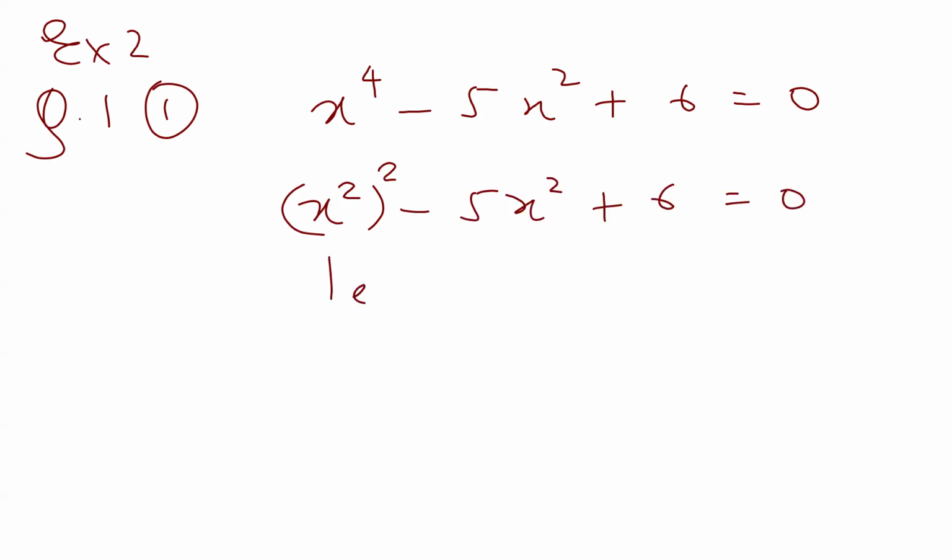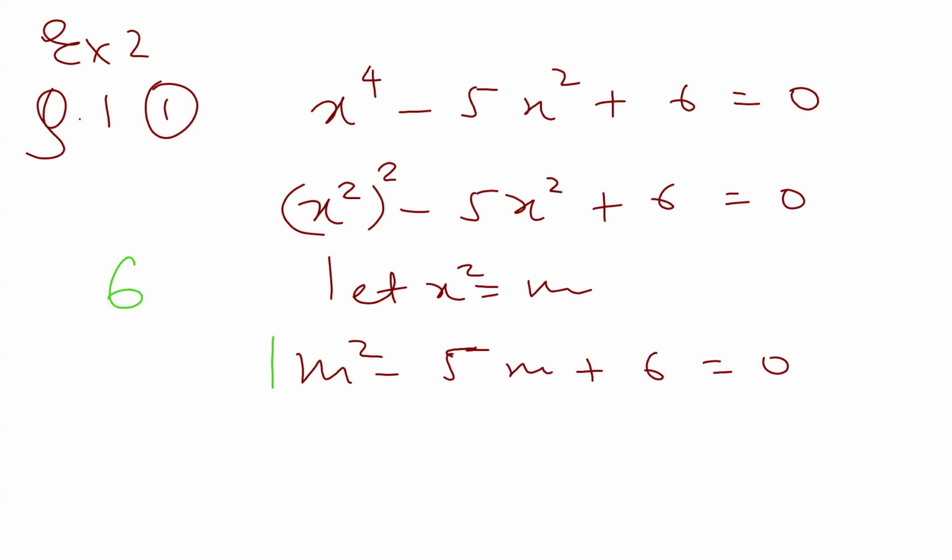Let x square equal to m. So this is m square minus 5m plus 6 equal to 0. Okay, so we have to split the middle term over here. So how should we do that? So the product is 1 into 6, that is equal to 6. This is 1 and this is 6. So 1 into 6, that is positive 6. So we require positive 6 over here.